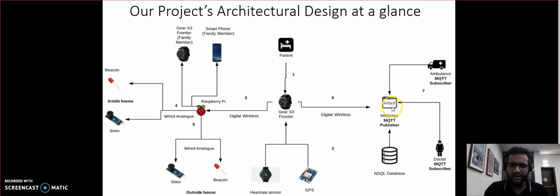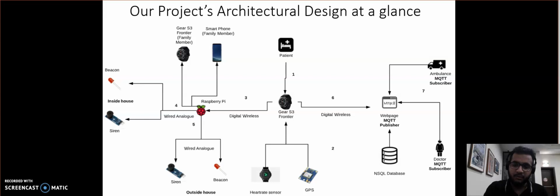So we're going to have a real-time feed on our web application. It won't be exactly real-time because there's going to be some delay, because our application is going to be hosted on a remote server somewhere, but it'll still be a useful metric. And the ambulance will be able to access this web application along with the doctor who's in the emergency ward of the hospital.